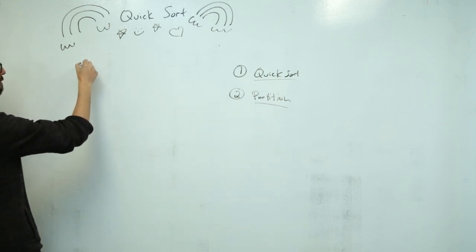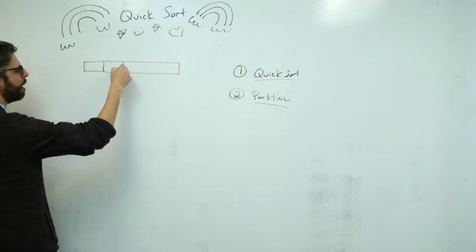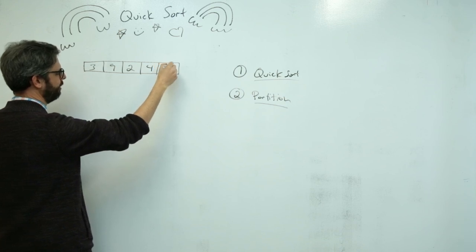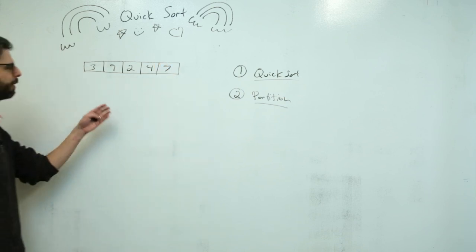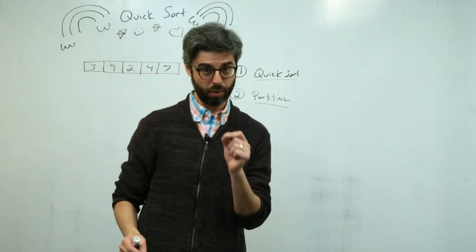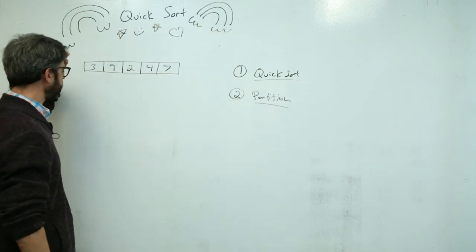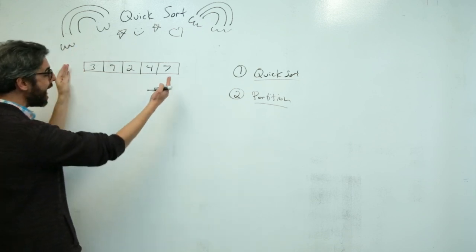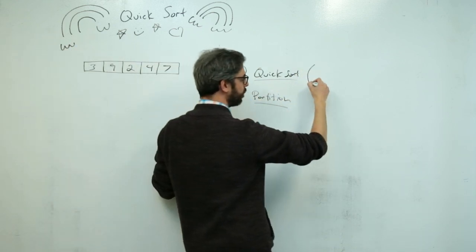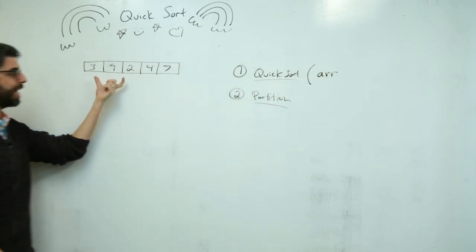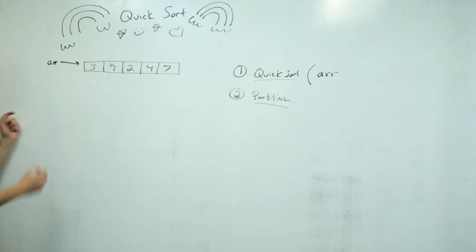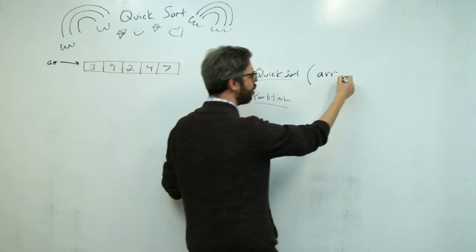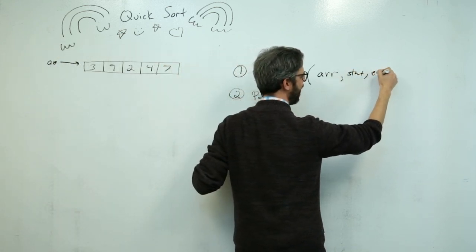So let's say that I have some array. The array has some amount of numbers in it. 3, 9, 2, 4, 7. I don't know if I put that in a good order for demonstration purposes, but let's see. So the idea of the quicksort is to first apply the algorithm to a given array. So I'm going to call the quicksort function on a given array. And I need to specify what part of the array I want to apply this quicksort algorithm to. I want to go from some start to end.